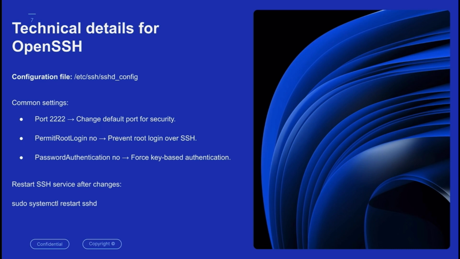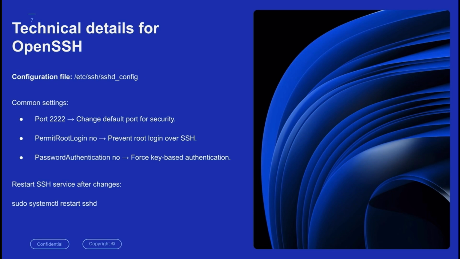Then PermitRootLogin no. Having this prevents root login over SSH. Also, PasswordAuthentication no. This allows for forced key-based authentication.